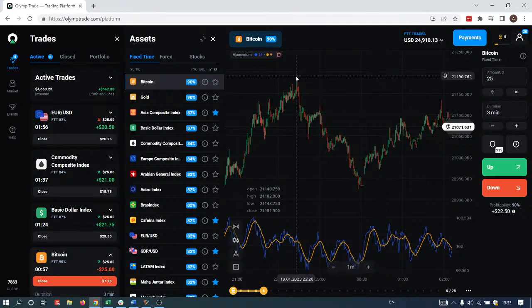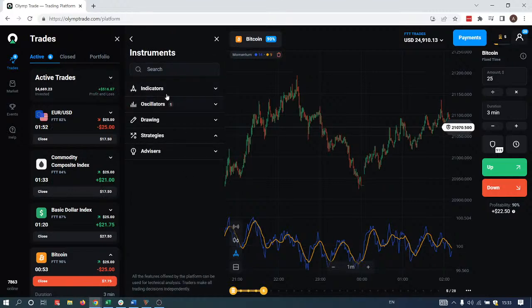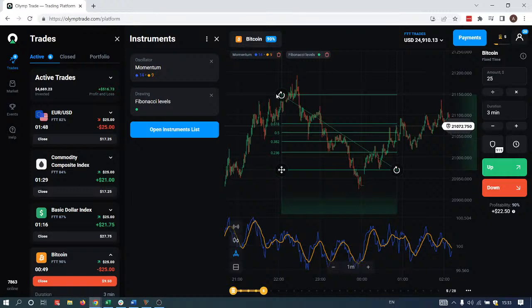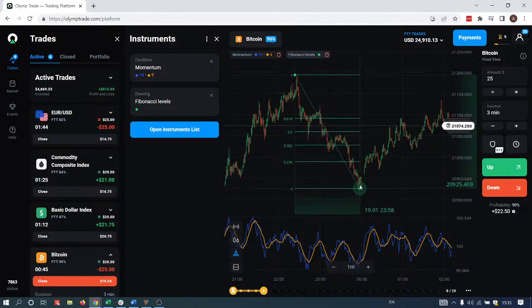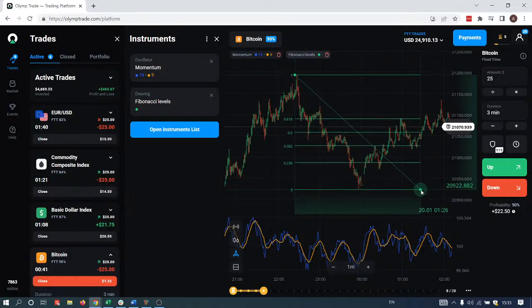Yeah, like this one. Okay, so let's go back in time a little bit again. I start typing Fibo here. You can do this in your mobile application as well, and then you connect the starting point and the end point here.